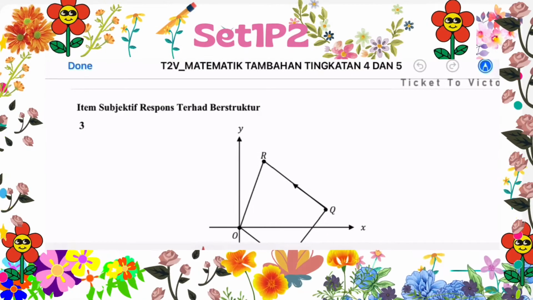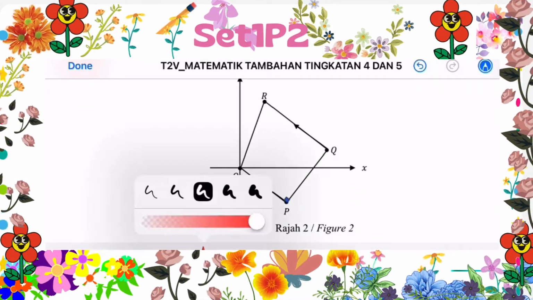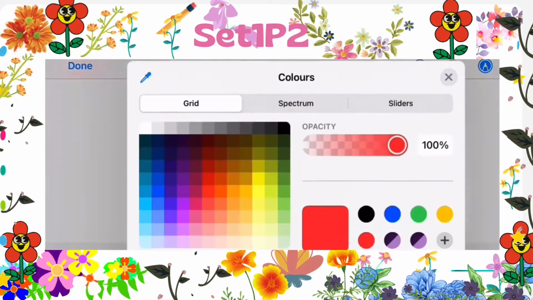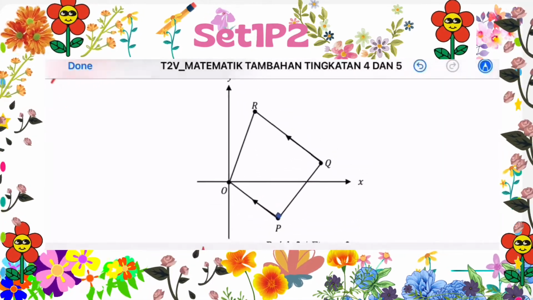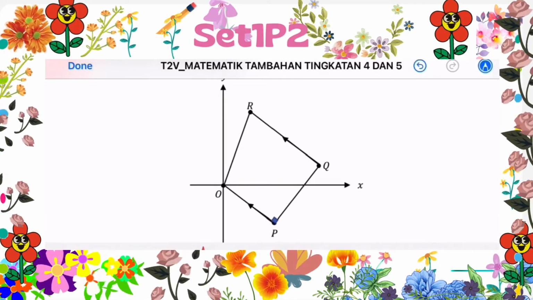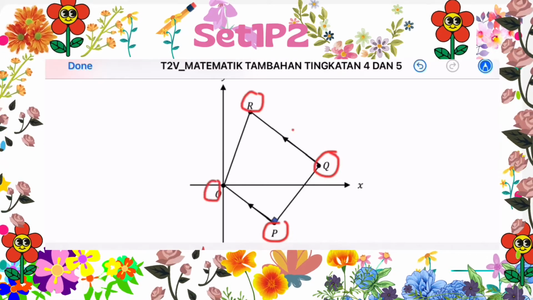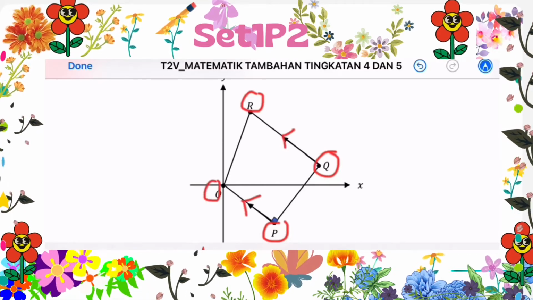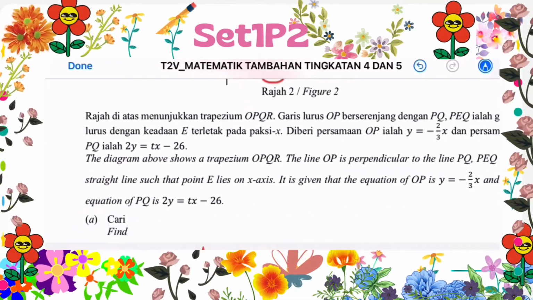Question number 3. This is about coordinate geometry. Now, let's see. We have the point P, point Q, point R and O, and this shows parallel lines. So let's read the question and understand.